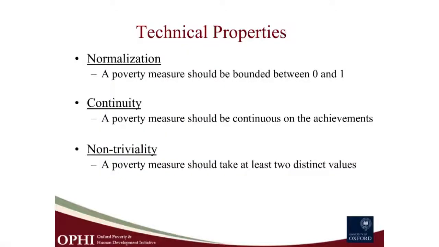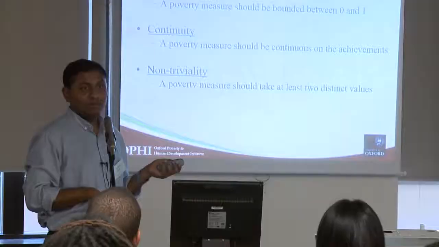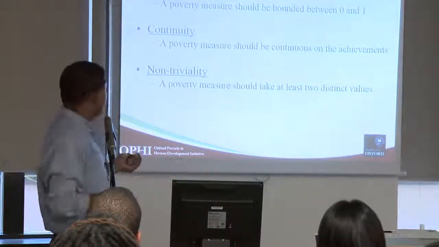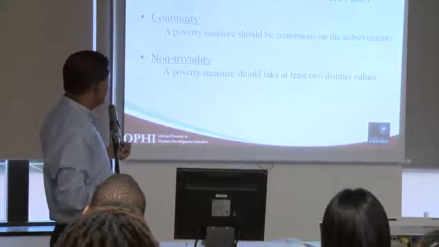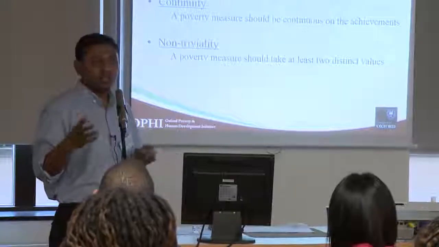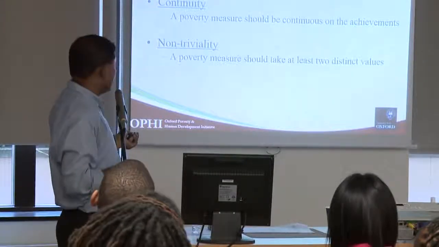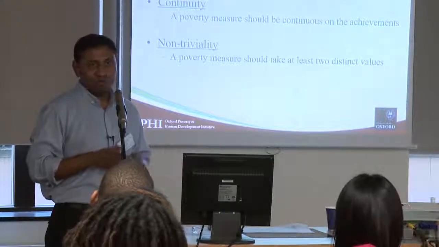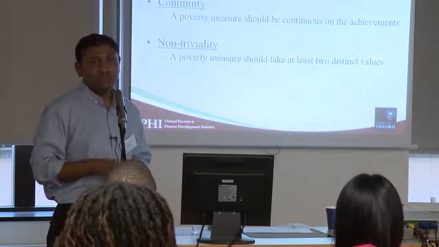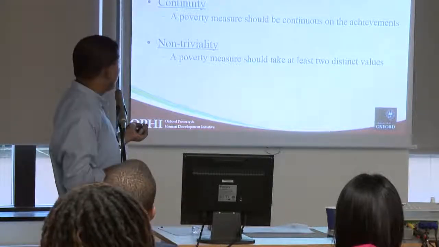Okay, and of course these are the technical properties which you have already seen. Normalization, that means poverty is bounded between 0 and 1. Continuity, can somebody tell me what continuity does? Prevents sudden jumps in poverty levels. And this is a property that is used when you have all the weak dominance properties, as happens with the adjusted headcount ratio. It just says that a poverty measure should take at least two distinct values. Otherwise, you have a change in your deprivations and poverty does not change. It is possible to happen in theory, so this is just a technical property. Okay?